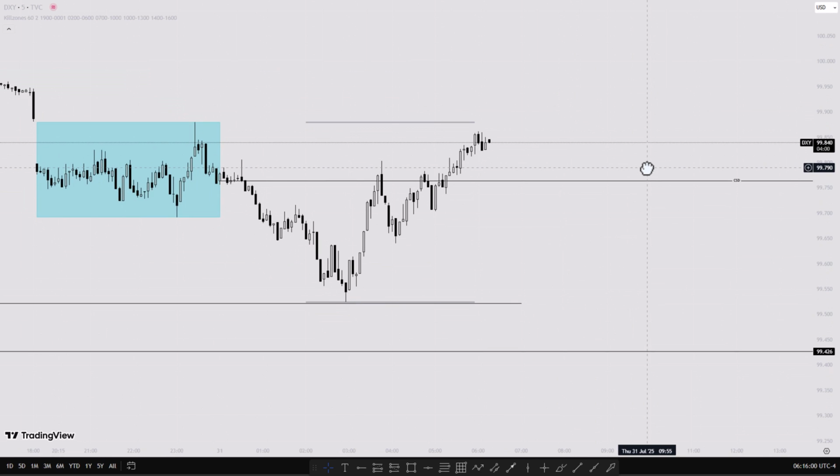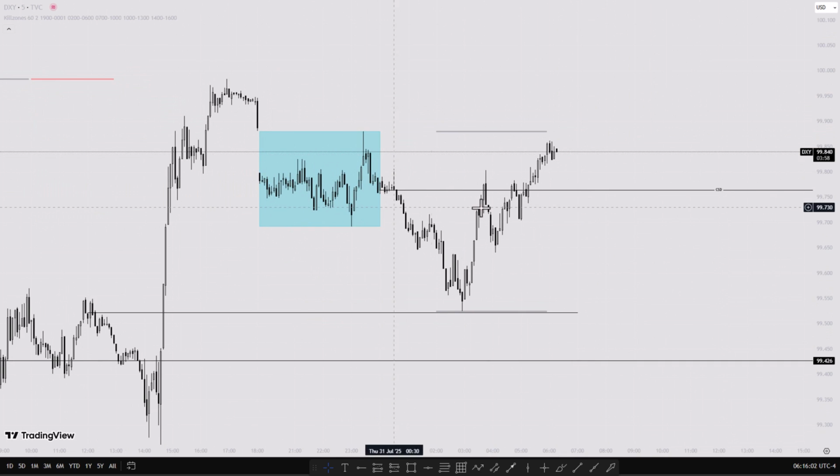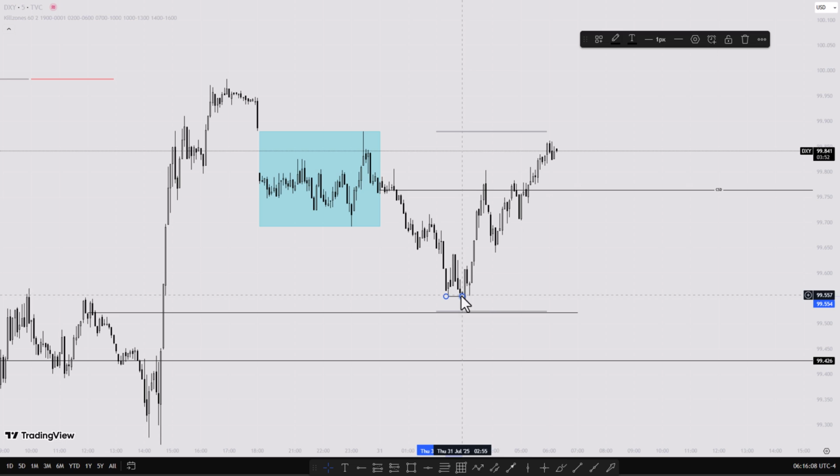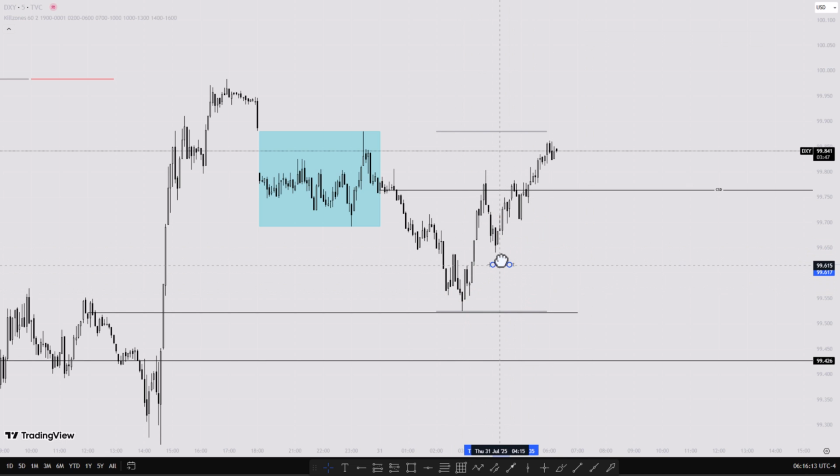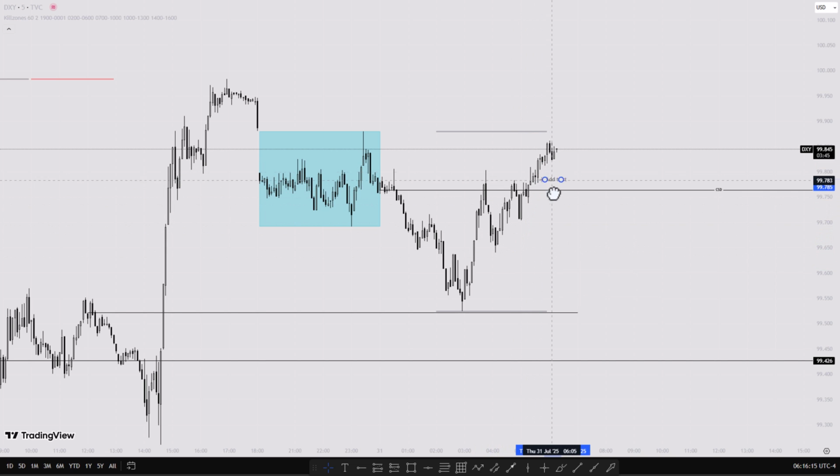So now what I want to see is price creating some sort of turtle soup, meaning we should have a protected low. Here is a protected low on this price range because we see price sweeping liquidity here. And I want to see price creating a protected low at the change in the state of delivery.